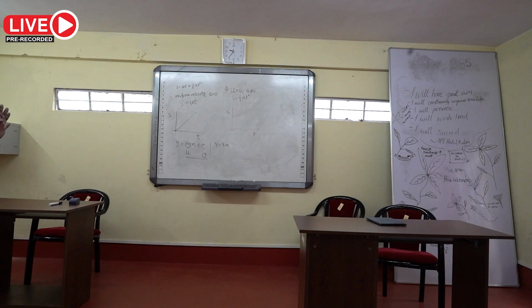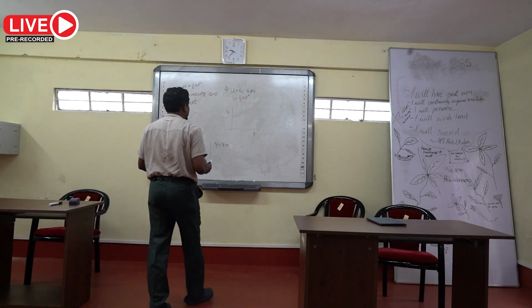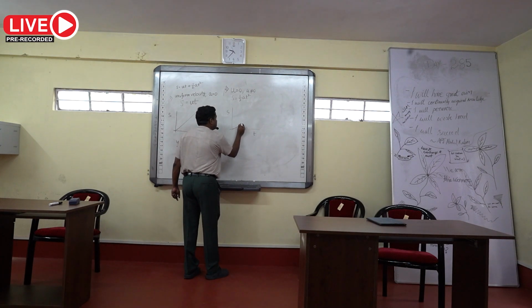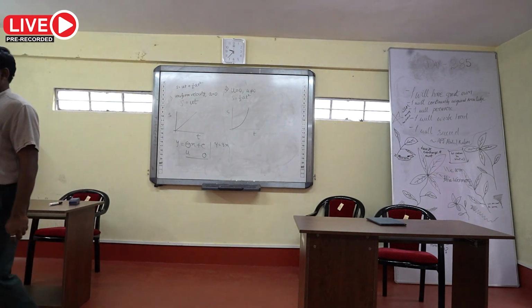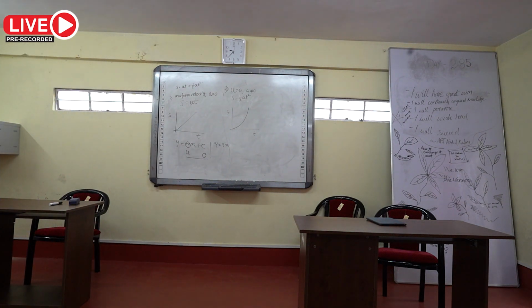You can assign some values. Suppose s equal to simply t square. So if t is 0, s is 0. If t is 1, s is 1. If t is 2, s will be 4. If t is 3, s is 9. So the value of s will increase faster than the value of t. In that case, the graph will look like this, called a parabola. It is the graph of a parabola.